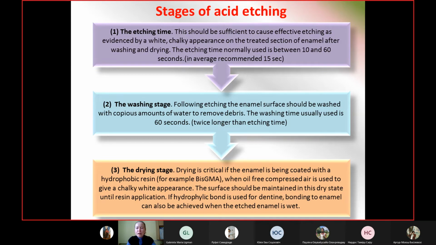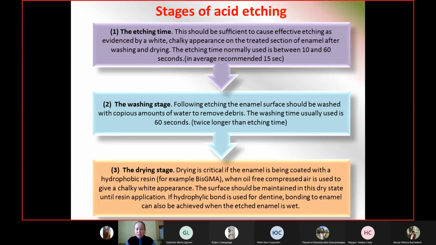Washing should not be with a high stream of water, but gentle applying of water to the carious cavity just to remove all parts of the etching gel, and should not be strong enough to introduce it into the open dentine tubules. Just a light stream of water to remove the etching gel from the surface of the carious cavity. Twice longer than etching. It's critical to remember.